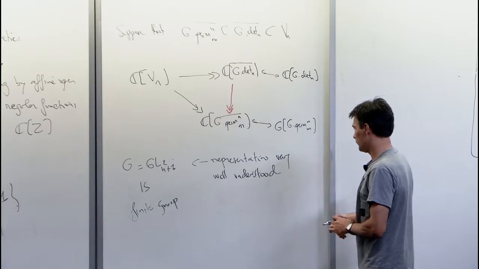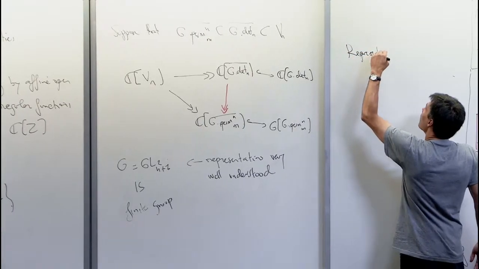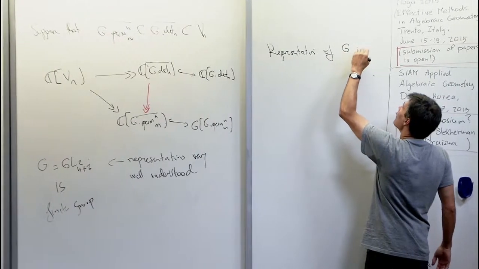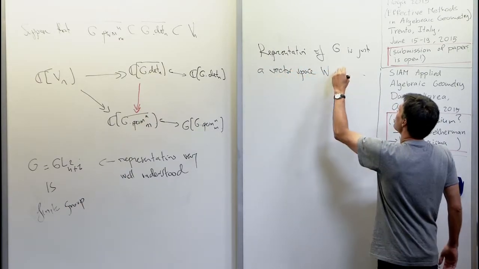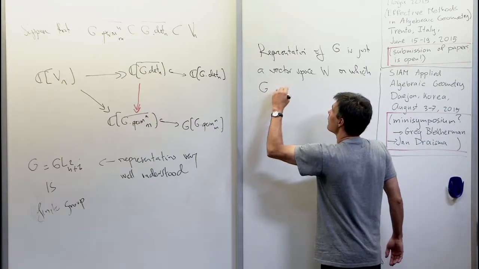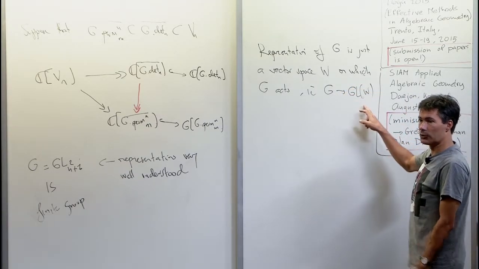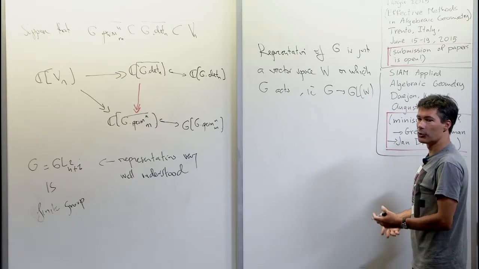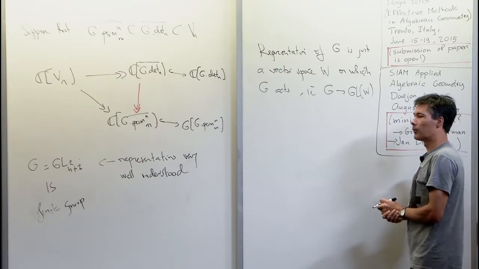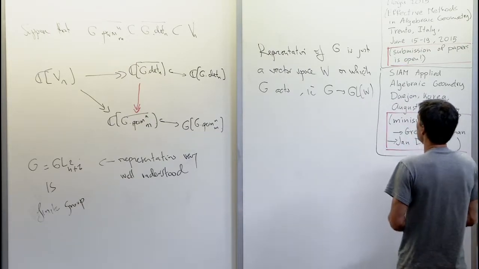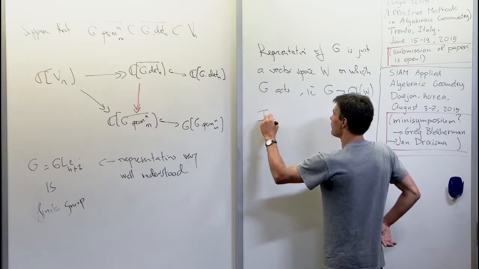I don't know if it's clear for everybody, so a representation of G is just a vector space W on which G acts in some way, which means that there is a morphism from G to the set of linear transformations of W. So you can realize your group by matrices acting on this space W. And one of the points is to try to understand how you can do that up to isomorphism. So there is a notion of irreducible representation.